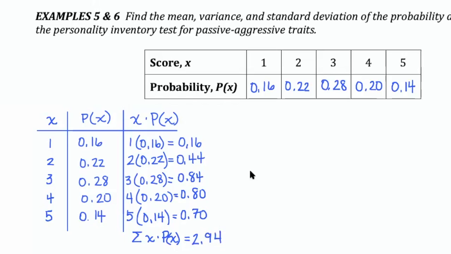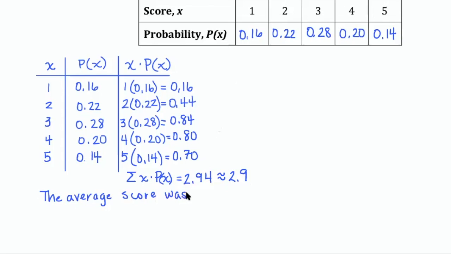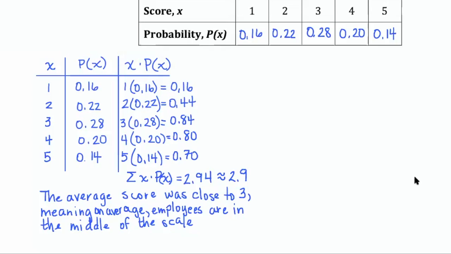But remember, as far as rounding goes, we're going to round to 1 decimal place beyond what was given originally. And the rankings had 0 decimal places, so I'm going to give 1 decimal place. Now notice we got a mean of 2.9, which is not actually a score that could be reported. So when we interpret this, we would want to say the average score was, and the closest whole number is 3. So the average score was close to 3, meaning on average, employees are in the middle of the scale. So that's how we calculate the mean.